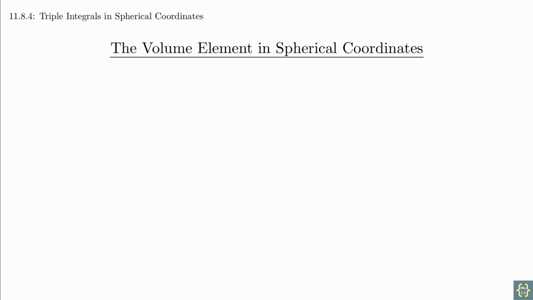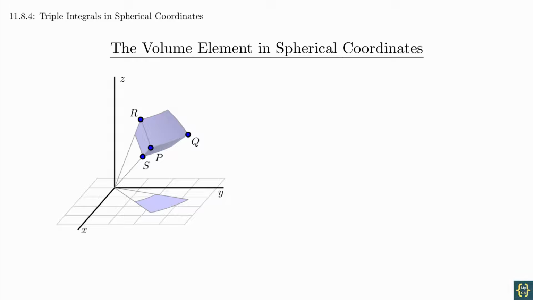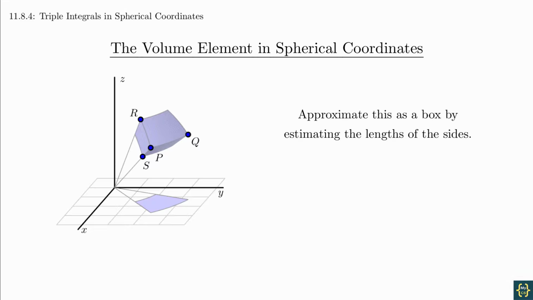Activity 11.8.6 walks you through the derivation of the volume element in spherical coordinates. We're going to leave it as an activity instead of working through it because it's a good culminating challenge as we approach the end of the book. The basic idea is that we're approximating the volume with a box, and you need to think about the lengths of the three dimensions.